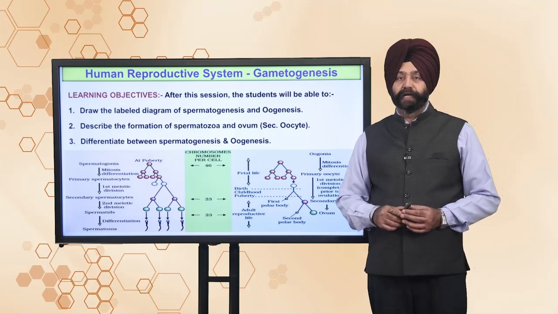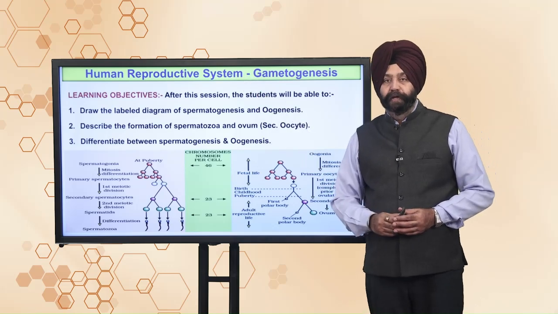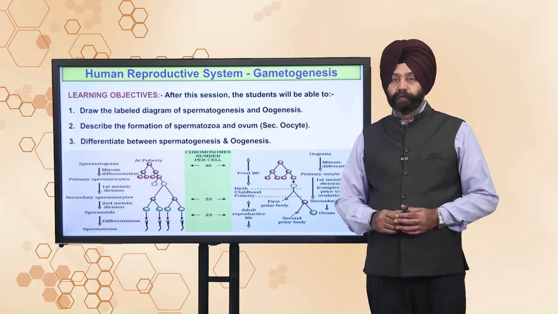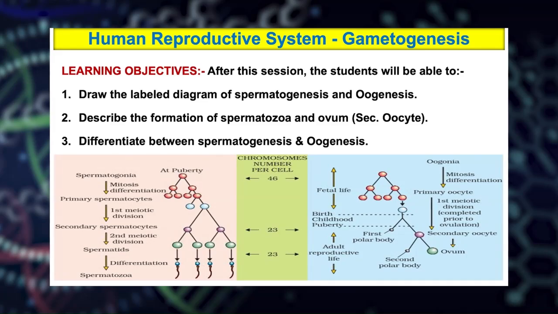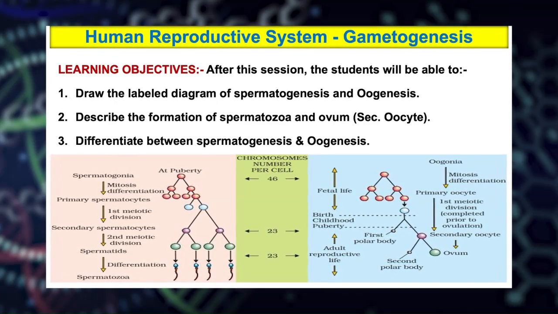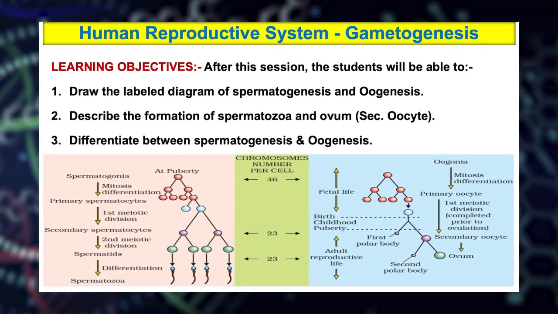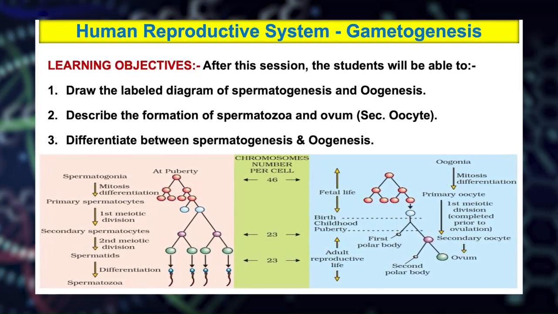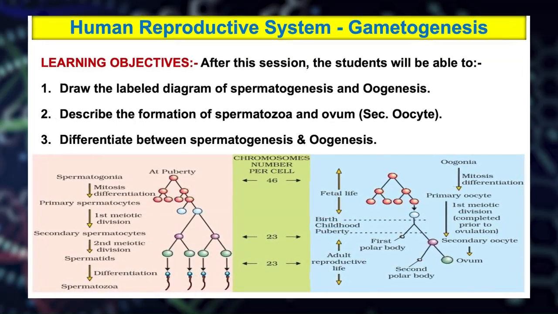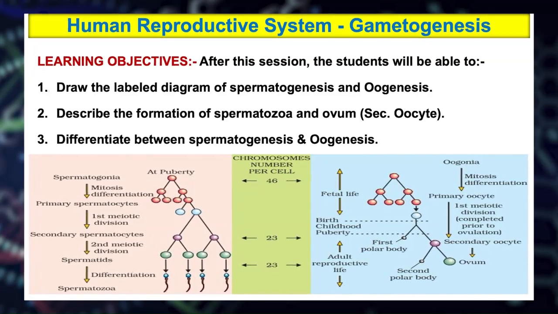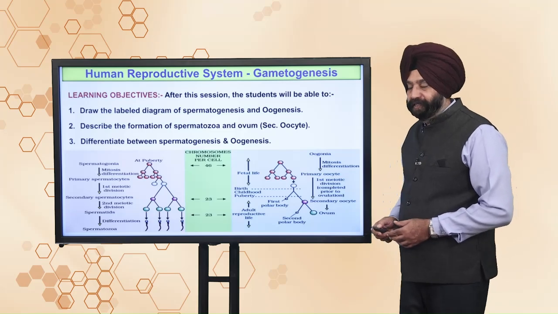This session is for class 12 biology students based on chapter human reproduction. This is the second session in the series of 4 sessions and our focus will be on gametogenesis. The learning objective: after this session, the students will be able to draw a labeled diagram of spermatogenesis and oogenesis, describe the formation of sperm and ovum, and differentiate between spermatogenesis and oogenesis. Let's proceed with the session.